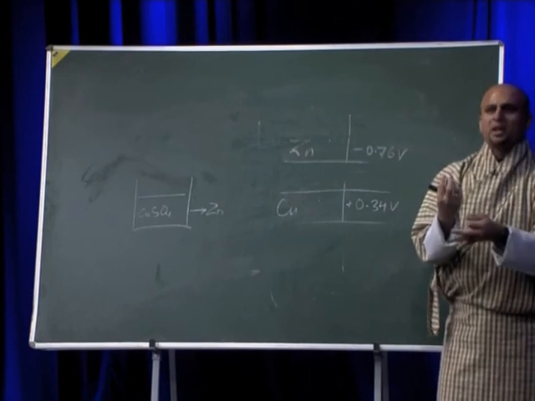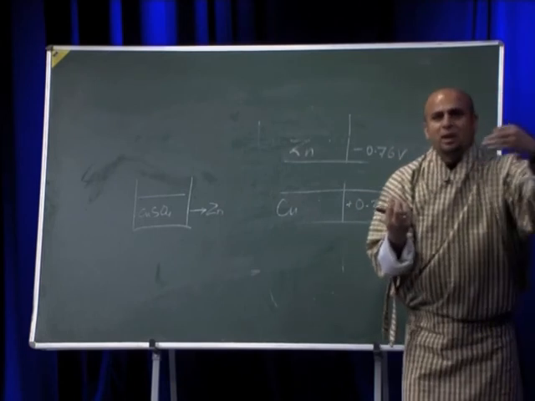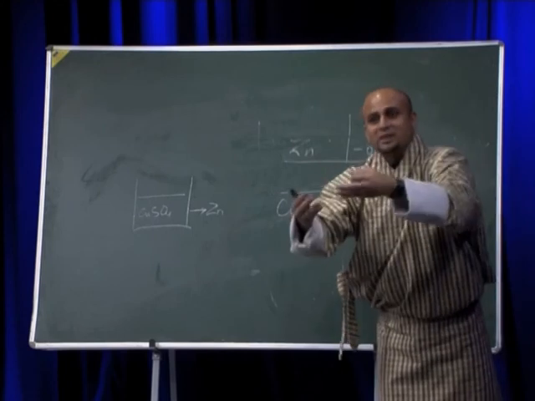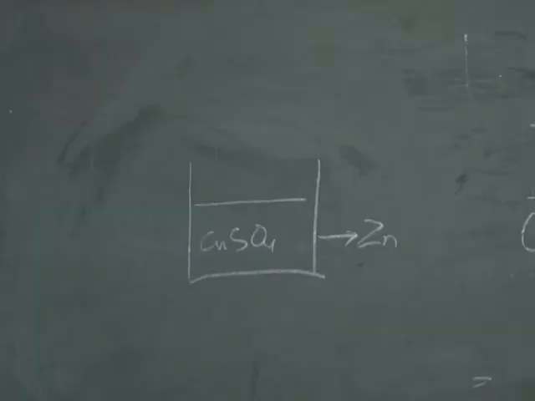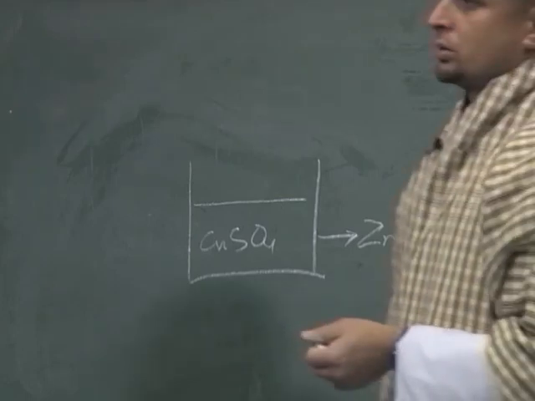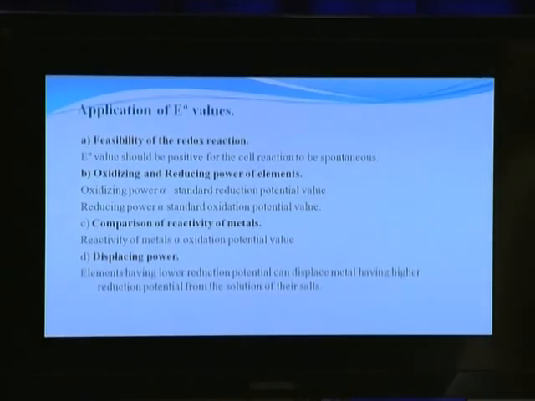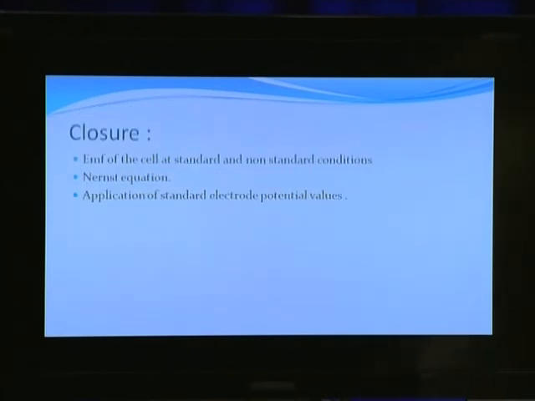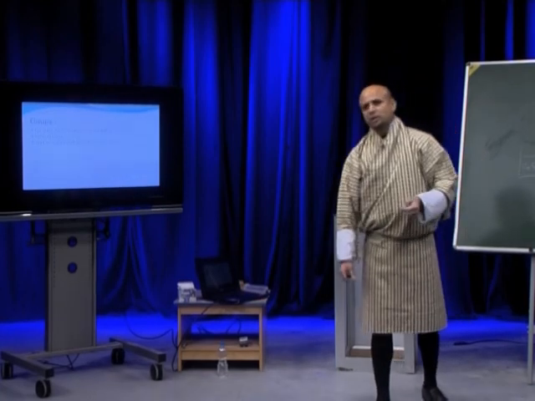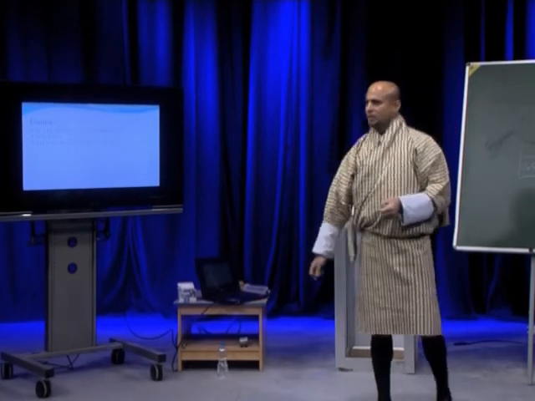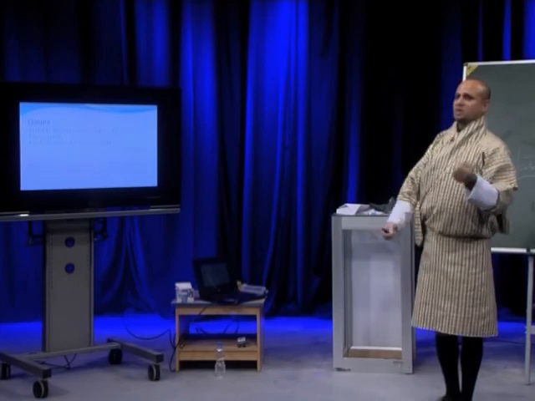If the container is more reactive than the solution's metal, the metal from the container will go in, displace the cation from the solution, and form a new compound. So these are basically the four applications of standard electrode potential values. With this, we have come to the end of this lesson. Before we wind up, let's revisit some important points that we have discussed here.